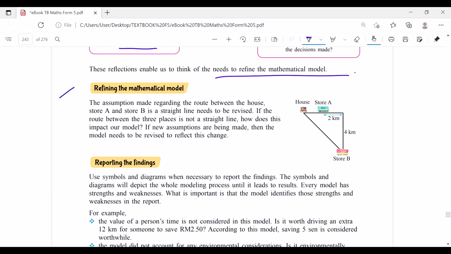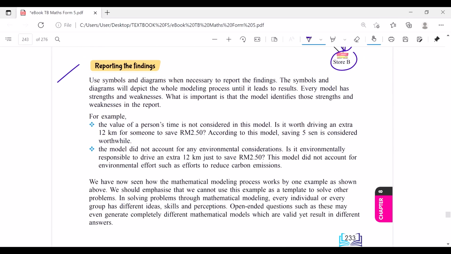So you can see here, if it is not a straight line, what is the impact on our model? If the store is not on a straight line, you have to go here, turn right, and then you reach. And then you have to report your findings, the last R. So you have to use symbols, diagrams. The symbols will depict the whole modeling process until it leads to results. You see, you used symbols just now.